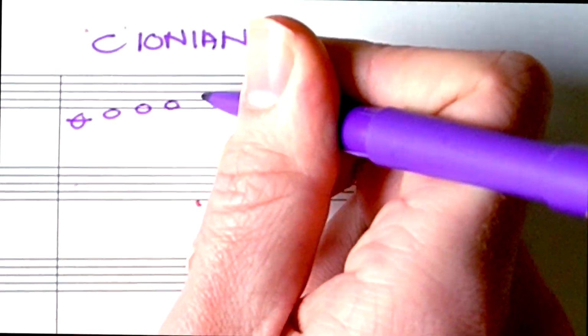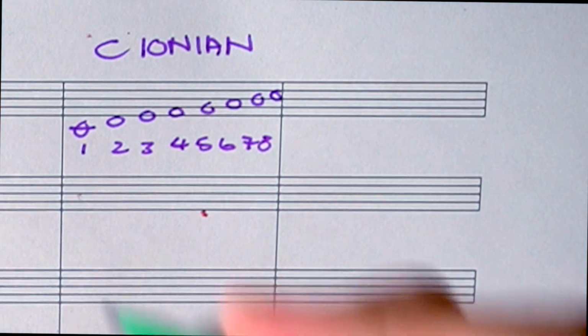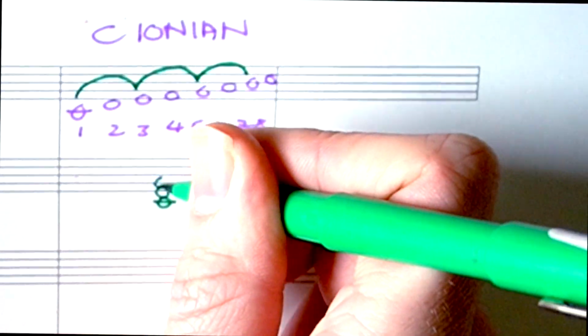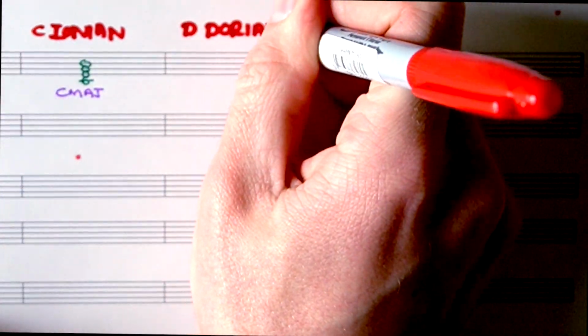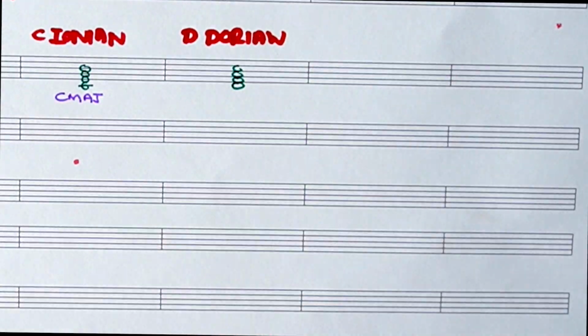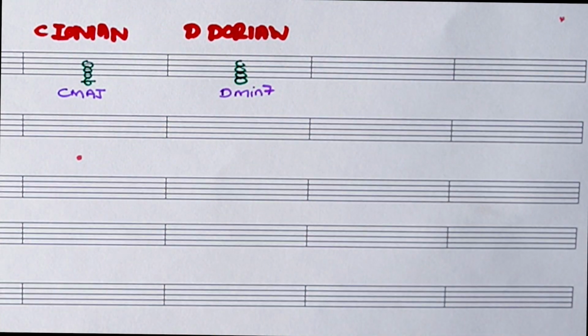C Ionian. Write out the scale and number it 1 to 8. Connect notes 1, 3, 5, and 7, and you get C major 7. So let's apply this technique to the rest of the C major modes. Let's start with D Dorian. That gives us a crunchy D minor 7.